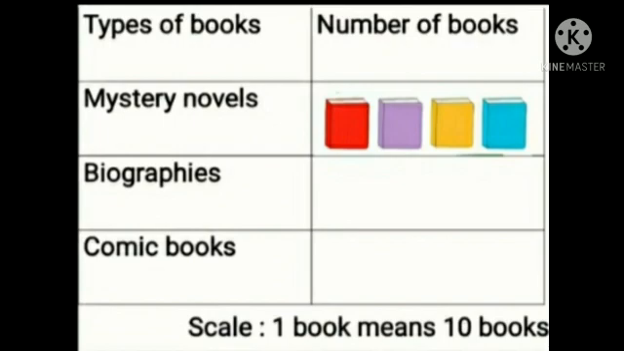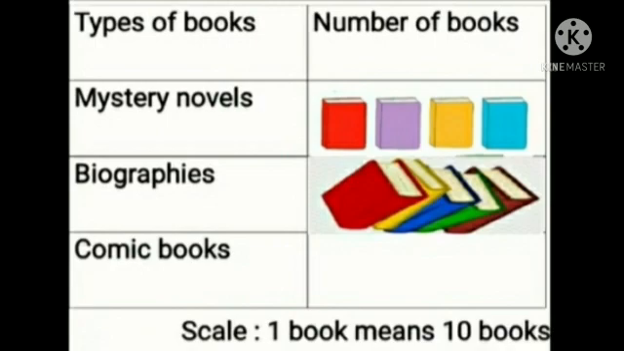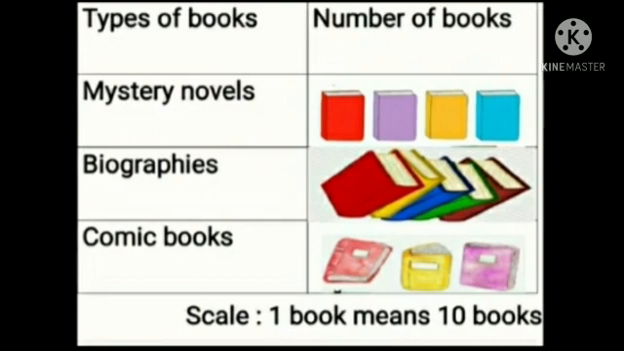Biographies are 50 books. So 50 divided by 10 gives you 5. So we will show 5 books of pictures in biography column. Next is comic books, which are 30. So 30 divided by 10 gives you 3. So 3 books of pictures we will show in place of comic books.